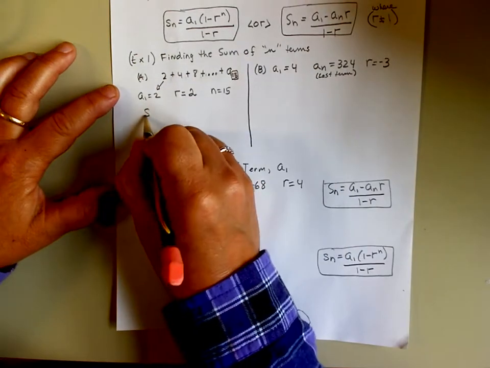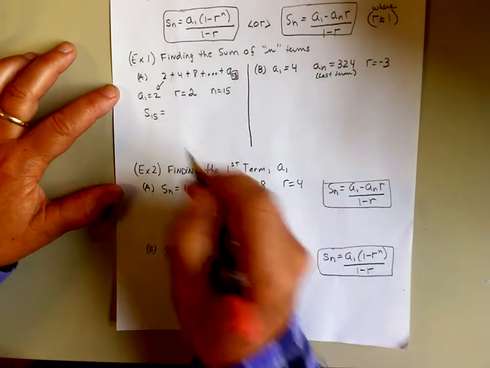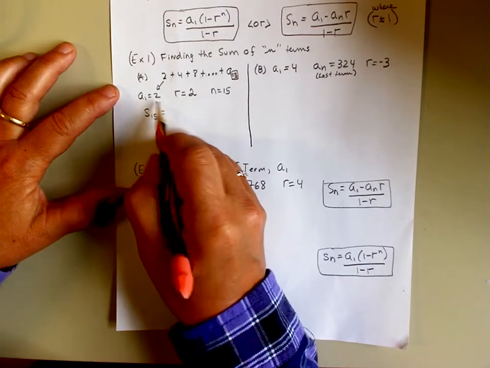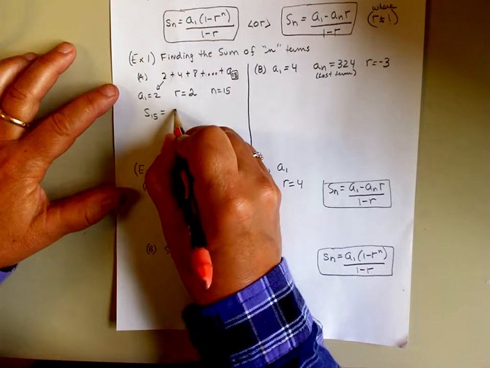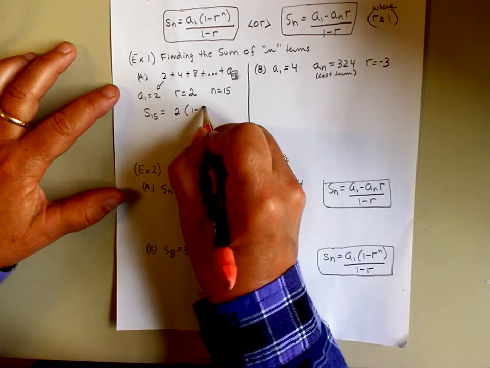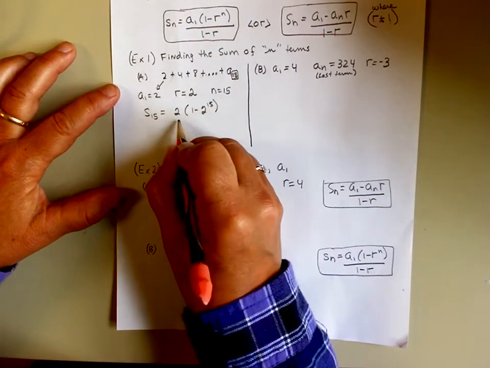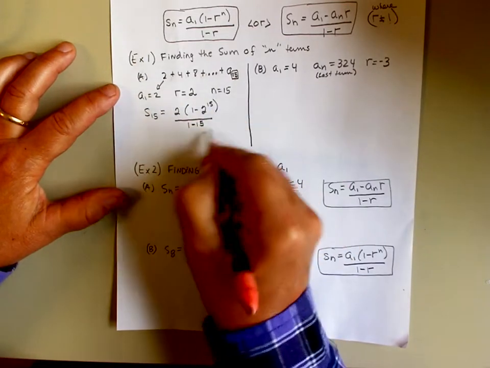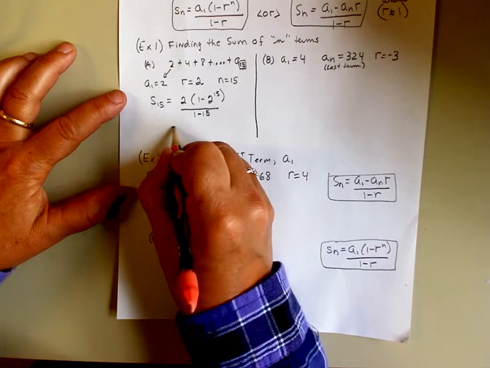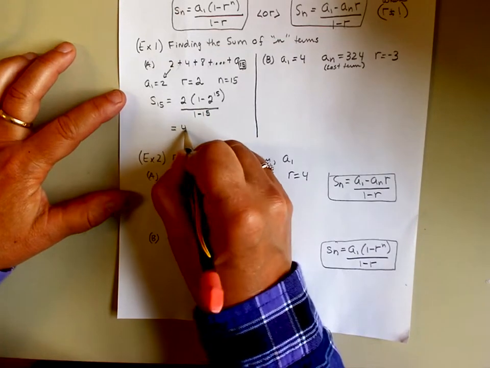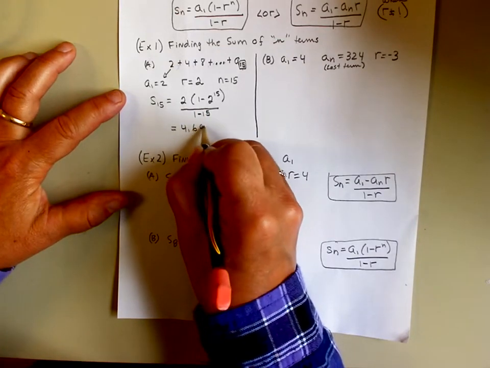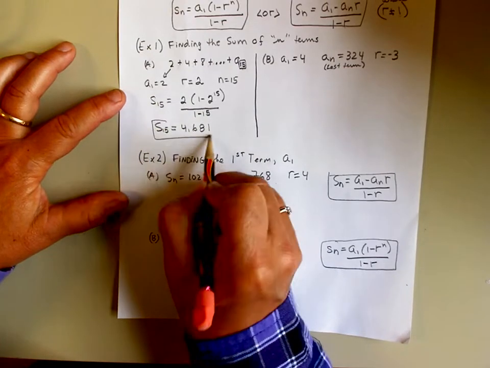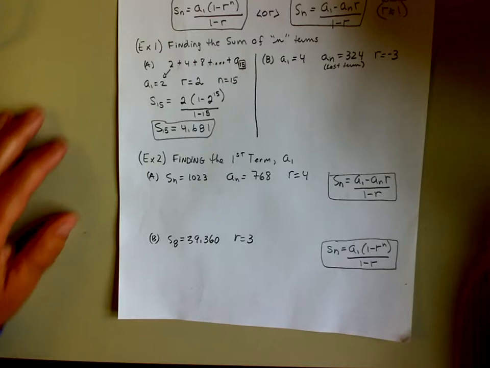So plugging it into the formula, the sum of the first 15 terms of this geometric series will be 2 times 1 minus 2 to the 15th power divided by 1 minus 2. Again, order of operations and simplify. 4,681 would be the sum of the first 15 terms in this particular series.